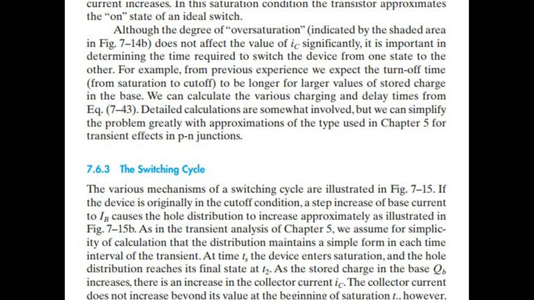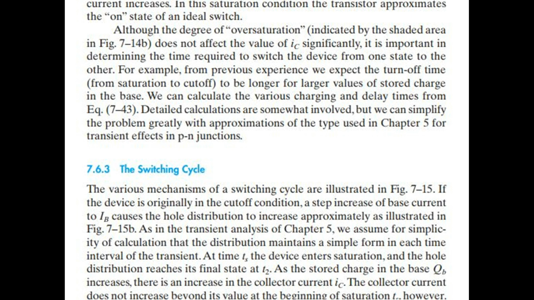If the device is originally in the cutoff condition, a step increase of base current to IB causes the whole distribution to increase approximately as illustrated in Fig 7.15b. As in the transient analysis of Chapter 5, we assume for simplicity of calculation that the distribution maintains a simple form in each time interval of the transient. At time Ts the device enters saturation, and the whole distribution reaches its final state at T2.